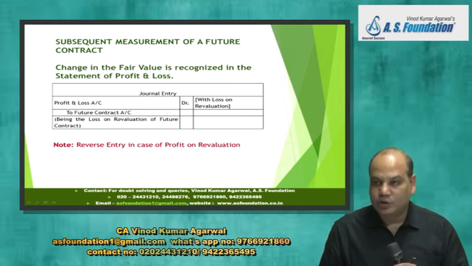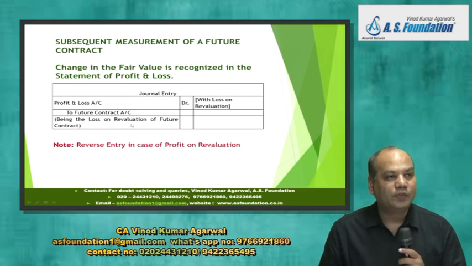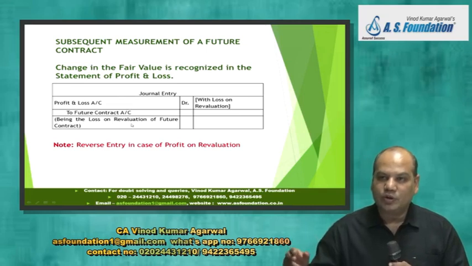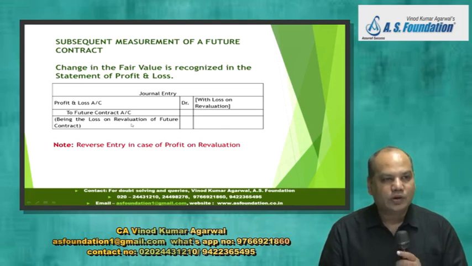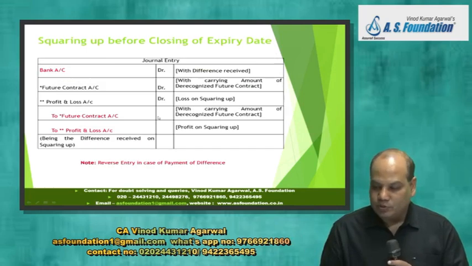Entry will be P&L account debit to future contract. Being the loss on revaluation of future contract. Note it down. Reverse entry will be passed in the case of revaluation upward. If suppose the value goes up, fair value of future contract goes up, then we'll pass the entry future contract to profit and loss account. Okay. So on every subsequent reporting date, you have to see whether the value of the future contract has gone up or has come down. Again, these calculations will be given to you and you will be able to do it.